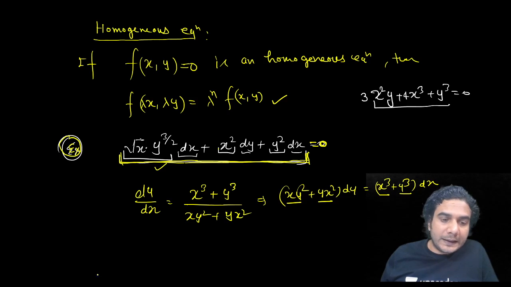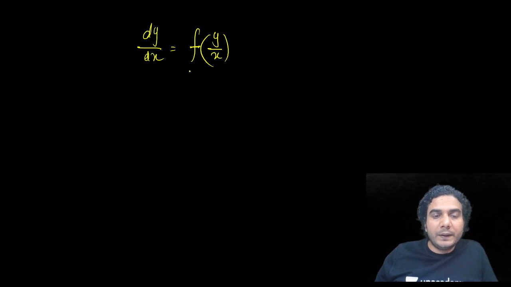Another way of understanding this is, finally, if it is a homogeneous equation, then it can always be expressed as dy by dx is equal to some function of y upon x. So dy by dx can be written as f of y upon x if it is a homogeneous equation.